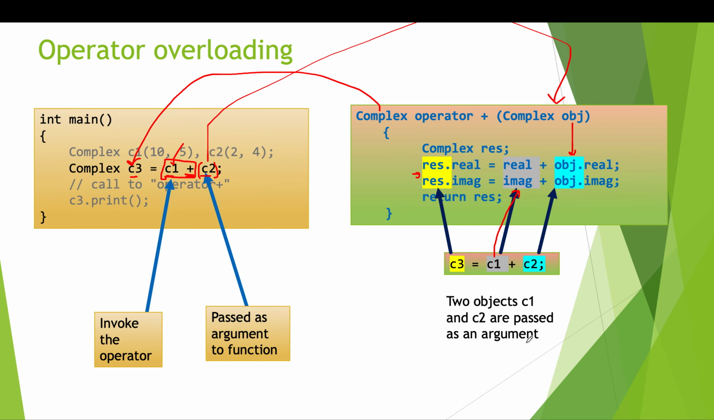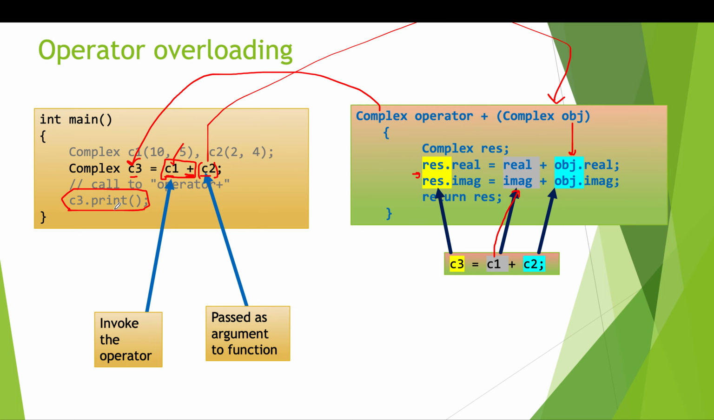Ma'am, what will be the output? So the output will be, see, C1 is 10 and 5, C2 is 2 and 4. Okay? And after that we are calling C3 dot print. So C3 real will be 10 plus 2, that is 12. C3 imaginary will be 5 plus 4, that is 9. So what will be printed on the screen?